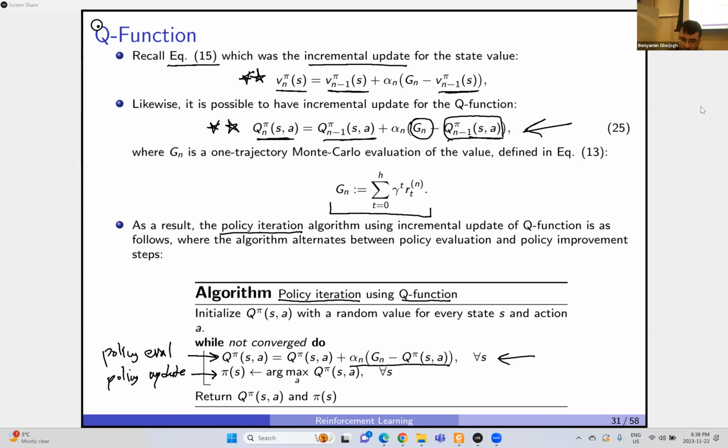And we said we can have policy iteration using Q function. Do you remember policy iteration? Policy iteration has two steps: policy evaluation and policy update, right? And we alternate between them. I remember I told you, forget this algorithm. In real life, you want to improve something. What do you do in real life? You evaluate it, see how good it is, then you improve it.